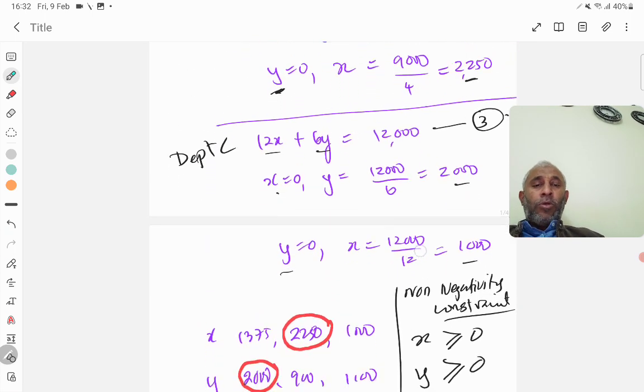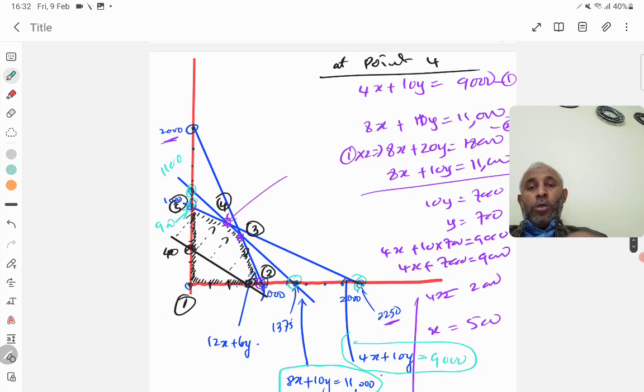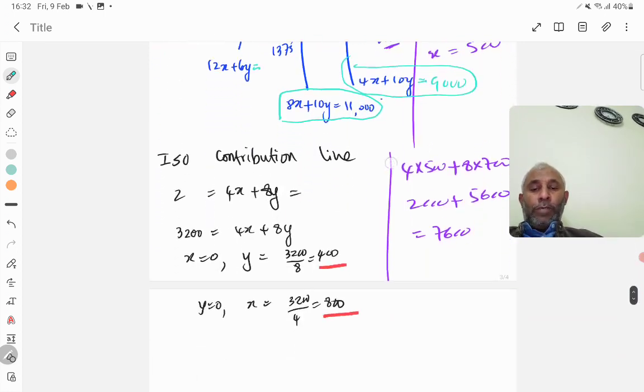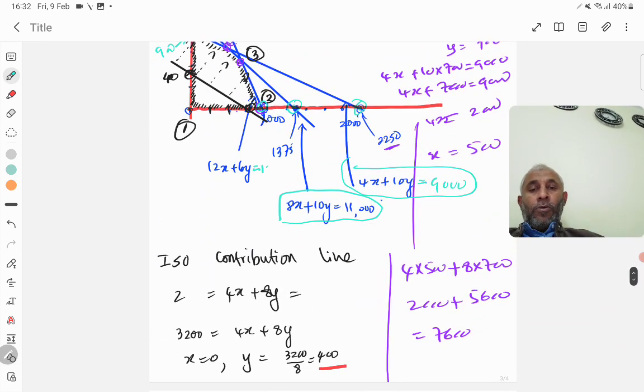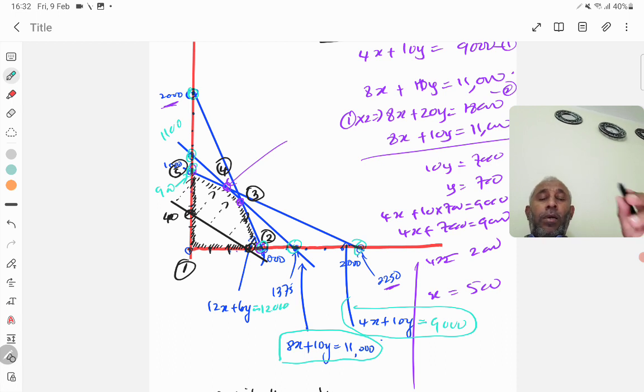Third one, 12x plus 6y is equal to 12,000. When x is equal to 0, y is equal to 2000. So you can see the reading is 2000 here and the reading here is 1000. So accordingly, that is 12x plus 6y is equal to 12,000. So we have sketched the diagram. Now we need to work out something called the feasible region. The feasible region will be a region where every constraint is satisfied by the diagram.